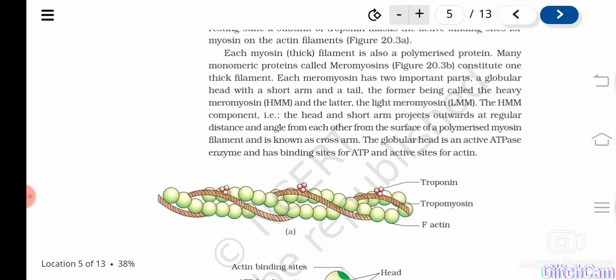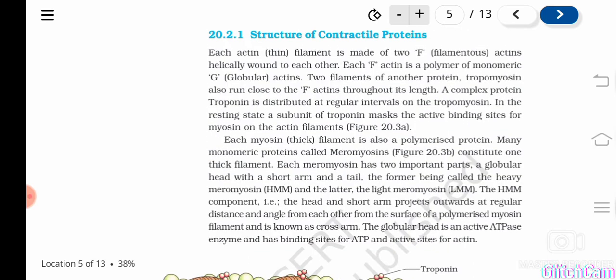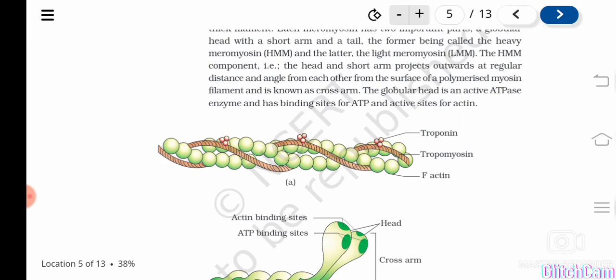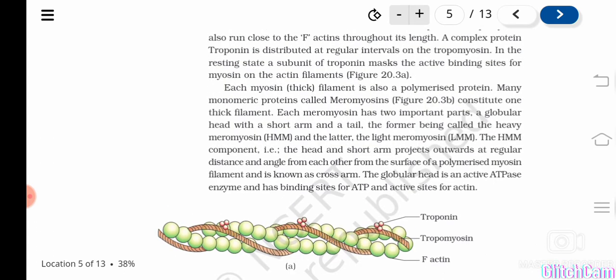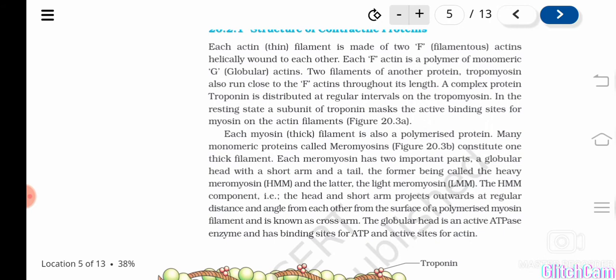Actin's structure includes what? They are made up of two F actins which are helically wound to each other. Then two filaments of another protein called tropomyosin also run close to the F actins. And a complex protein called troponin is distributed at regular intervals. So you have to explain about F-actins, and F-actins are actually made up of what? Each F-actin is made up of globular, round shaped structures. They are known as G-actins or globular actins. Understood?